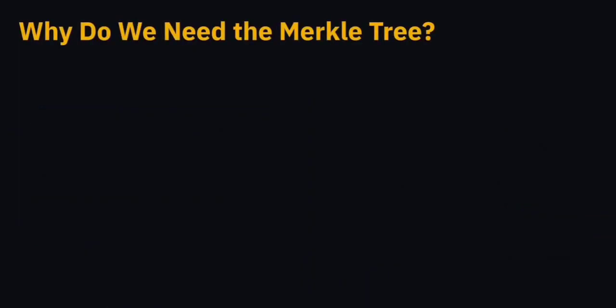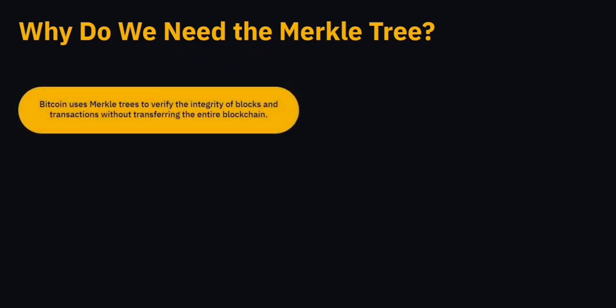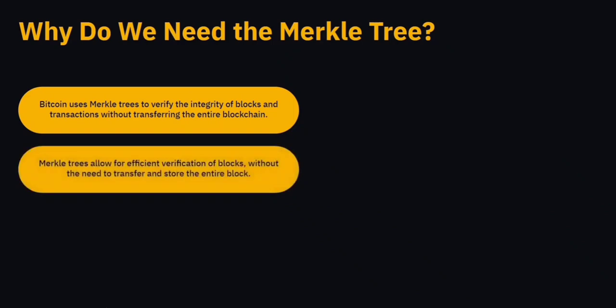Have you ever wondered why the Merkle tree structure is so important, especially in the context of the Bitcoin blockchain? Well, Merkle trees play a crucial role in securely verifying blocks of transactions in the Bitcoin blockchain. Bitcoin uses Merkle trees to verify the integrity of blocks and transactions without transferring the entire blockchain. Merkle trees allow for efficient verification of blocks without the need to transfer and store the entire block.